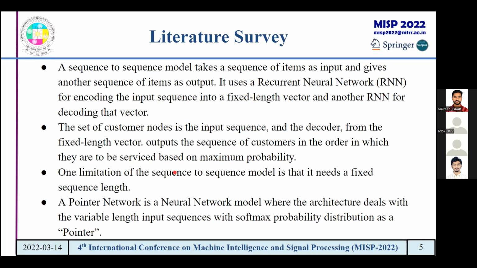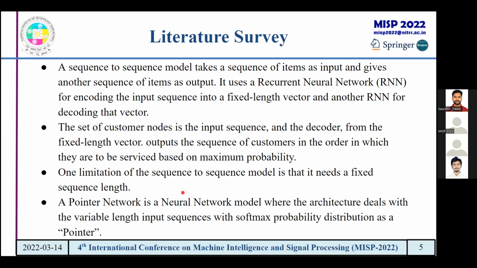As I mentioned, one limitation is it requires a fixed length sequence. So let's say we train the model for 20 customer nodes. When another customer joins the list, the model needs to be retrained. So that's the issue with this.